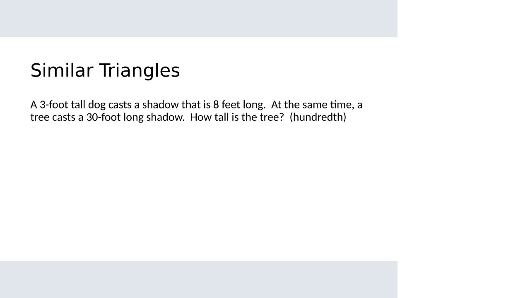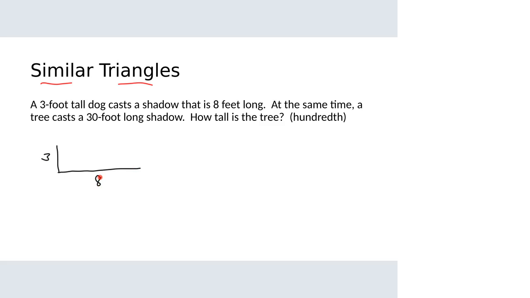Now, it says these are similar triangles, but I don't see any triangles. So what we're going to do is draw a picture here, and your picture does not have to be a work of art at all. A 3-foot tall dog. So there's my 3-foot tall dog, and I'm going to label it as 3 feet tall. Cast a shadow that's 8 feet long. So that shadow runs along the ground that's 8 feet long.